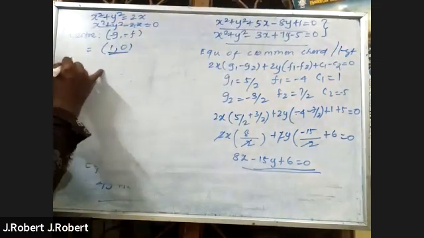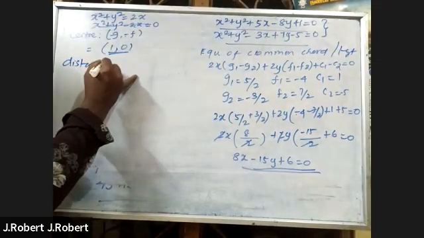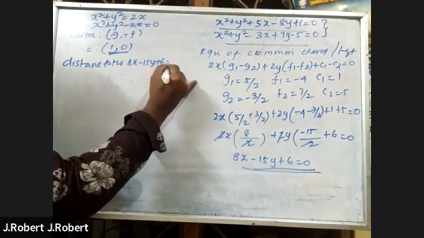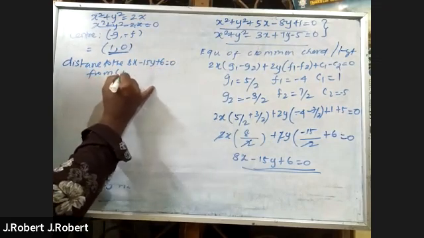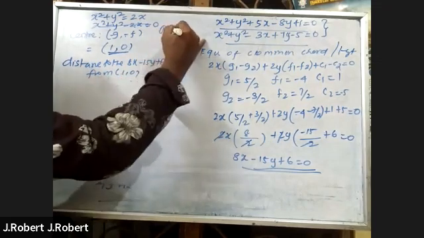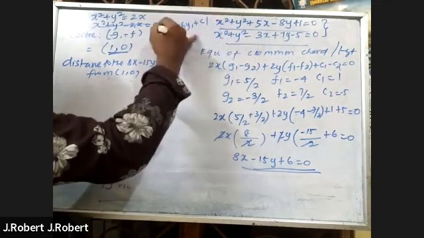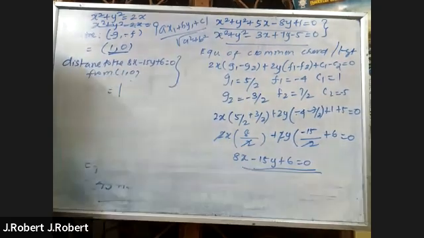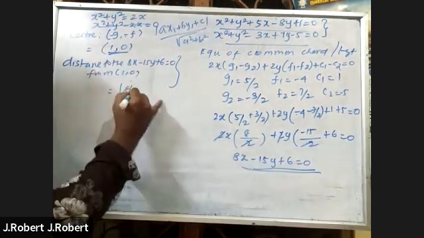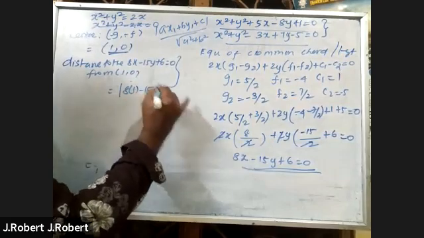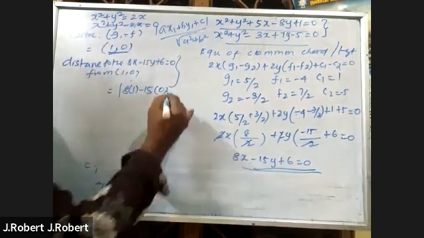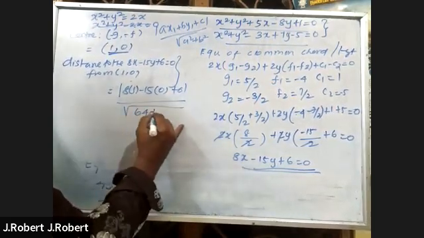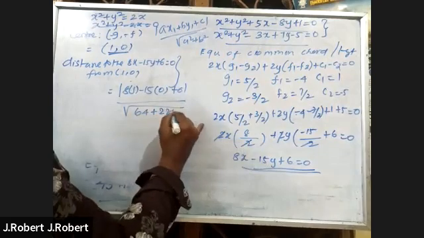That means the distance to the line 8x minus 15y plus 6 equals 0 from the point 1, 0, using the formula ax1 plus by1 plus c divided by root of a square plus b square. So the modulus of 8 into x1 which is 1, minus 15 into y which is 0, plus 6, divided by root of a square plus b square. 8 square is 64 and 15 square is 225.